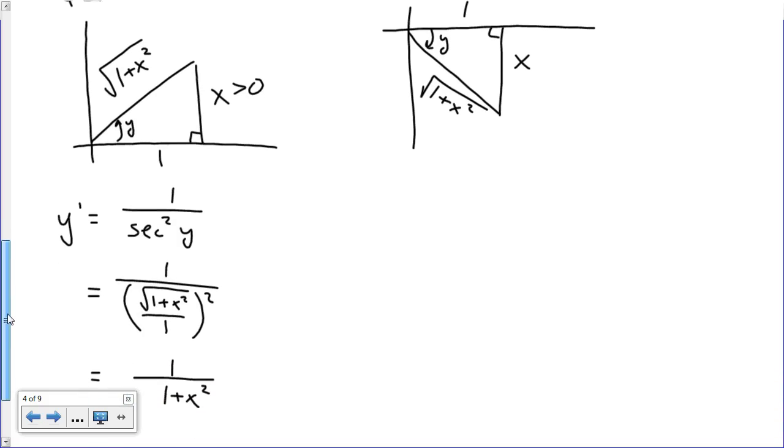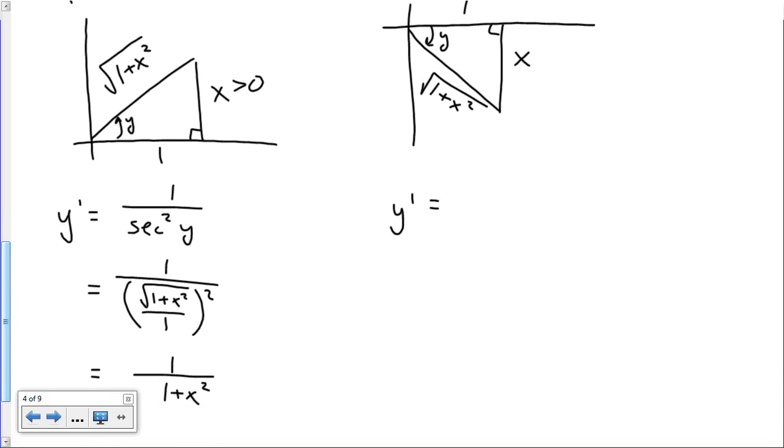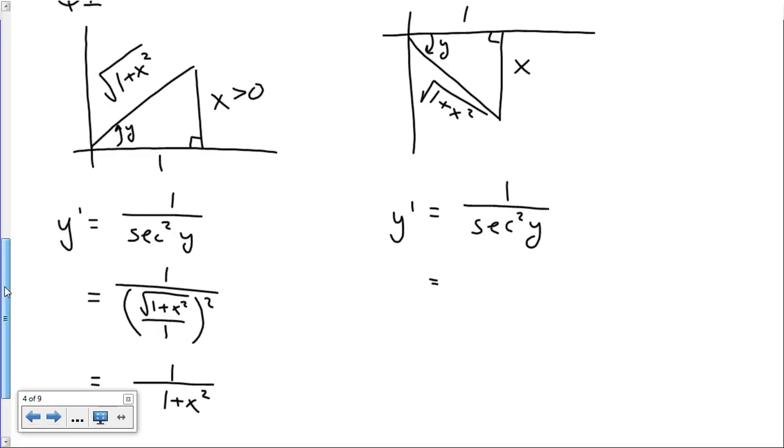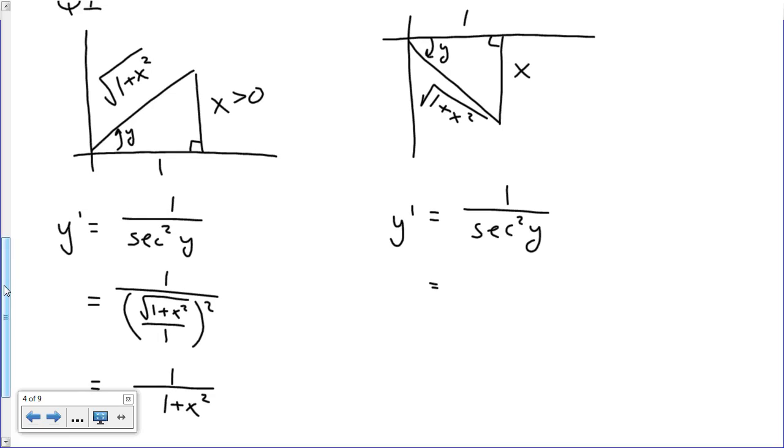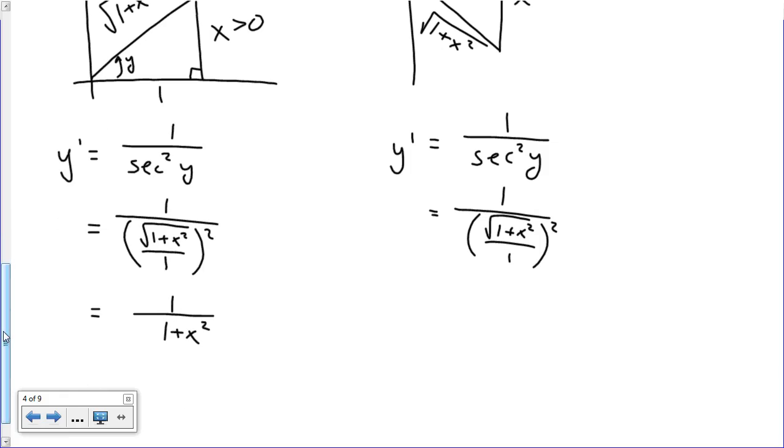And so again, going back to what we are trying to find here, we're trying to find out what y prime is equal to. I know it's 1 over the secant squared of y. And secant of y now on this triangle, that's the reciprocal of cosine, so it's going to be the square root of 1 plus x squared over 1. Notice it's the same triangle, so we're going to end up with the same result here. It's the square root of 1 plus x squared over 1. And again, it's secant squared, so we have to square that quantity. And so this turns out to give us 1 over 1 plus x squared. The same thing that we got over here on the left.